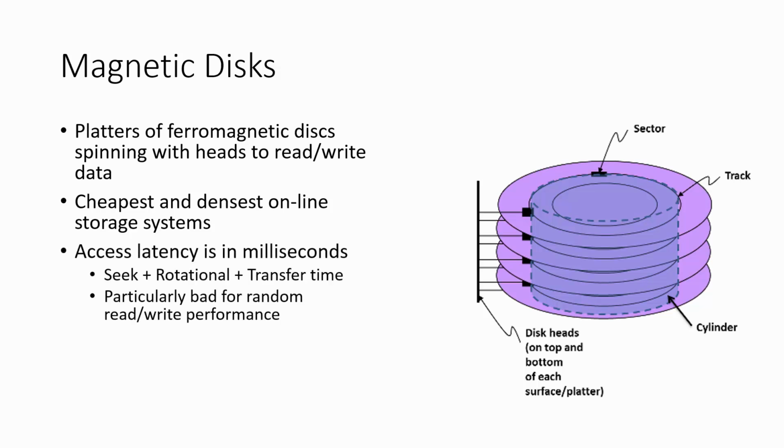The access latency for magnetic disks is typically in milliseconds, and this includes seek time, the time taken for the head to move from one track to another, the rotational latency, the time taken for the platter to rotate to get to the correct sector, and then the transfer time, the time taken to read the data off of the surface and transmit it through the bus to the computer.